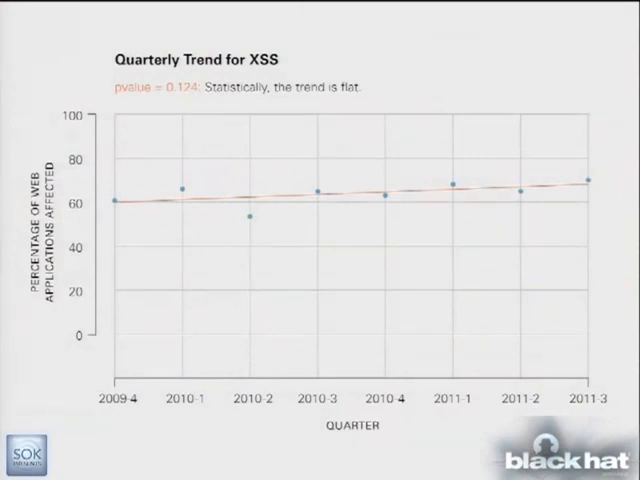So we looked at our database, we looked at our data for 2 years, and we found that cross-site scripting is essentially flat. It looks like the trend's a little up, but the p-value has to be below 0.05 for it to be statistically significant. So statistically, it's a flat line. So in 2 years, the code that we've seen at Veracode has not improved at all with cross-site scripting. It's almost exactly the same.